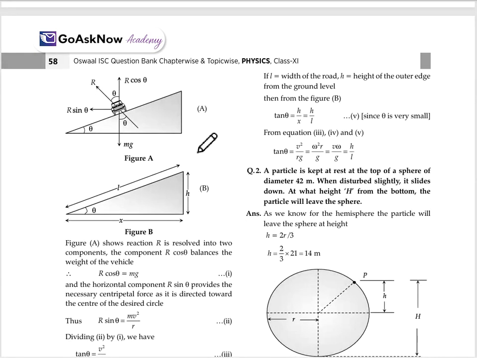How? We have this vehicle, and we have these components: R cos theta, R sin theta, R and mg. Figure A shows the reaction: R cos theta is equal to mg, and another is R sin theta.